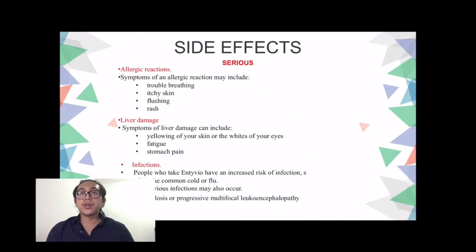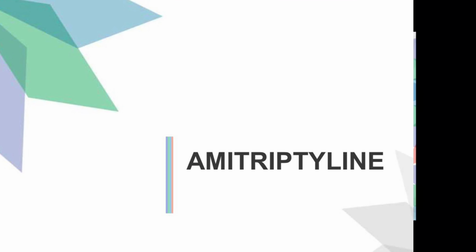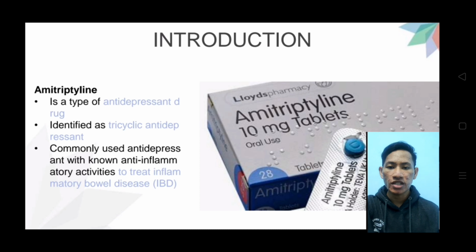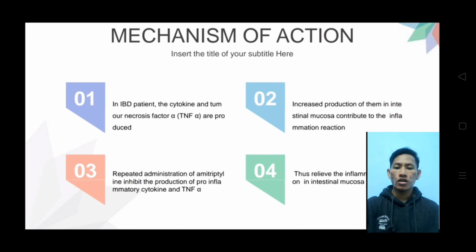So next, my friend will be talking about amitriptyline. Amitriptyline is a type of tricyclic antidepressant drug which has anti-inflammatory activities to treat IBD patients. Next, mechanism of action. Amitriptyline inhibits the production of pro-inflammatory cytokine TNF-alpha, which is responsible for the inflammatory reaction in intestinal mucosa. So, this can relieve the inflammatory reaction in IBD patients.